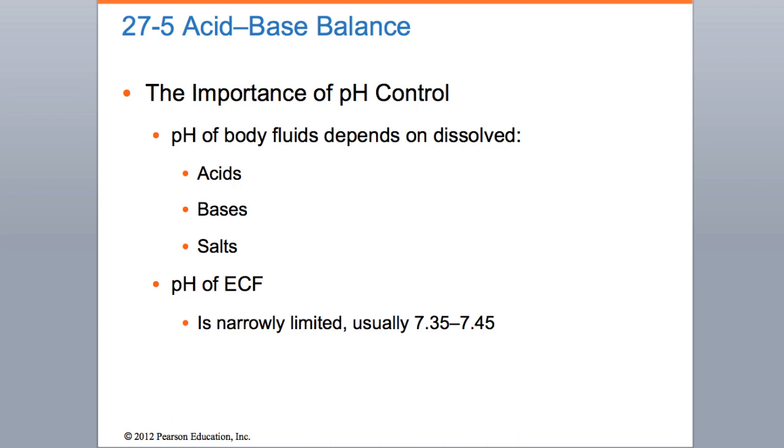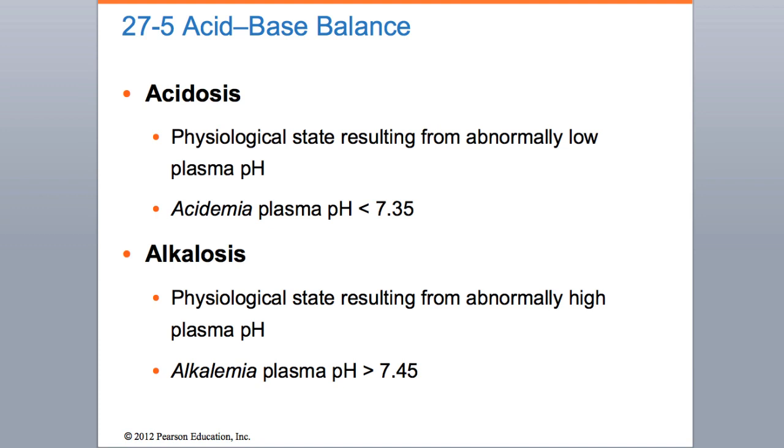Next slide. We know that we need to maintain our blood pH levels properly. So our blood pH levels have to be maintained around 7.4. We have acidosis and we have alkalosis. So our blood pH is something to keep in mind. Acidosis, alkalosis. So this slide is important.